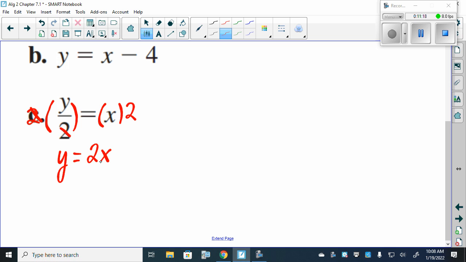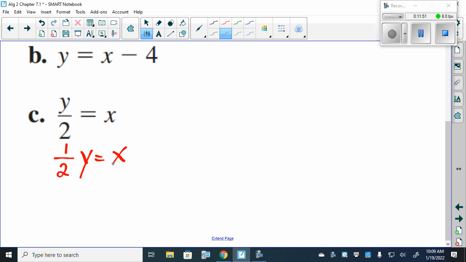Well, I'm going to erase this here. Y divided by 2 is the same as saying y times what? Because how can I rewrite a division of 2? It's the same as multiplying it by 1 over 2. Because 1/2 times 2 is the same as dividing by 2, yes? So 1/2 y equals x.